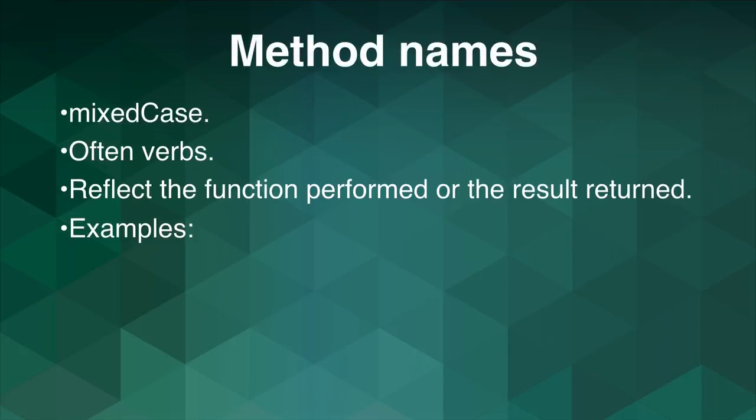Method names, let's talk about that now. Now, the method names should be mixed case. They're often verbs because they reflect the function performed or the result returned. Examples would be size, getName, or addPlayer, as you can see on the screen there.